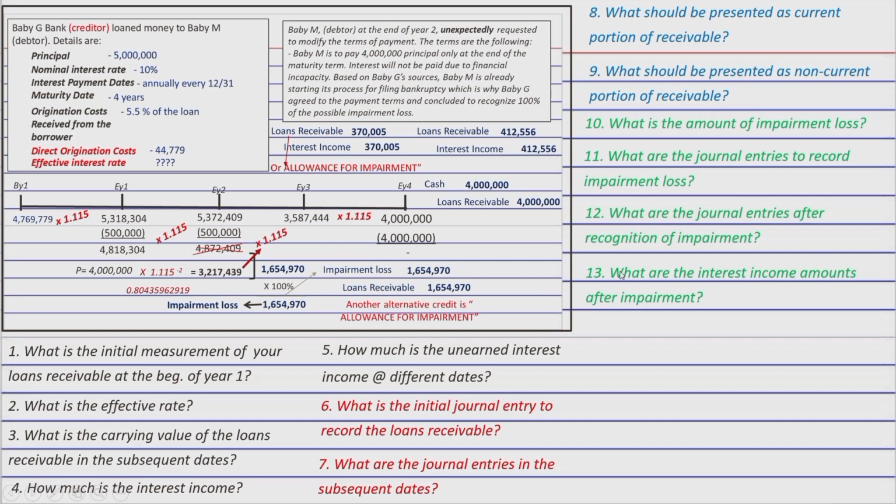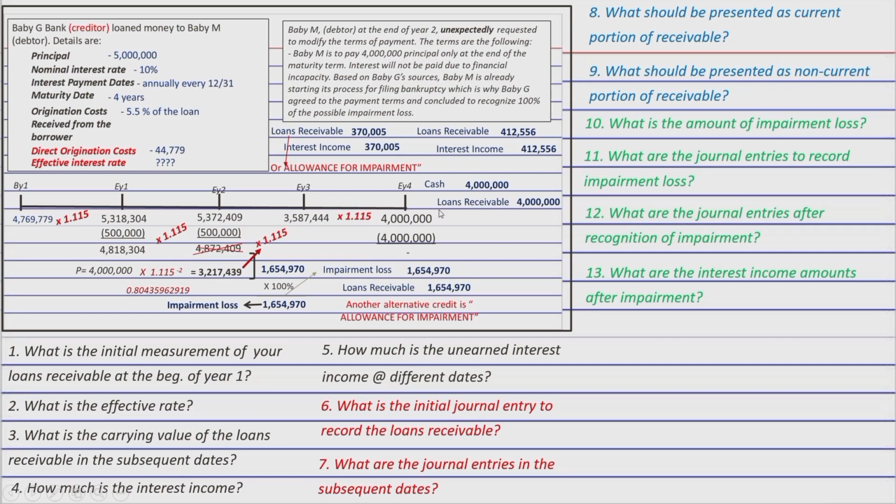Question number 13 is, what is the interest income amounts after impairment? The process of getting the amount of interest income is practically the same with what we did in question number 4. We just have to get the difference of the after interest amounts minus the before interest payments. Like in this problem, if we wanted to get the interest income for year 3, we need to get the difference of this 3,587,444 and this 3,217,439. And that's again 370,005.